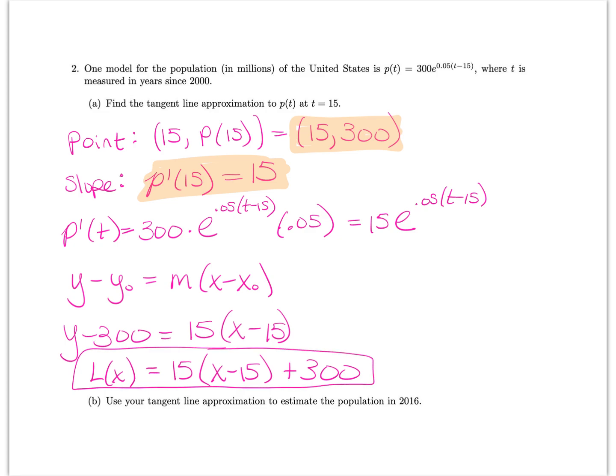Okay, we want to use our tangent line approximation to estimate the population in 2016. Okay, so I'm looking for P of 16. That's hard. It's actually hard to calculate that number. So instead of plugging into P, I'm going to plug into L, my tangent line approximation that is very close to P as long as t is close to 15. So L of 16 would be 15 times 1 plus 300, which is 315 million people.